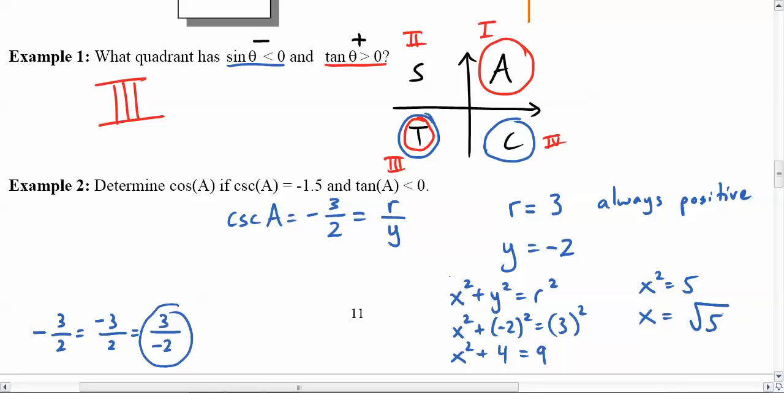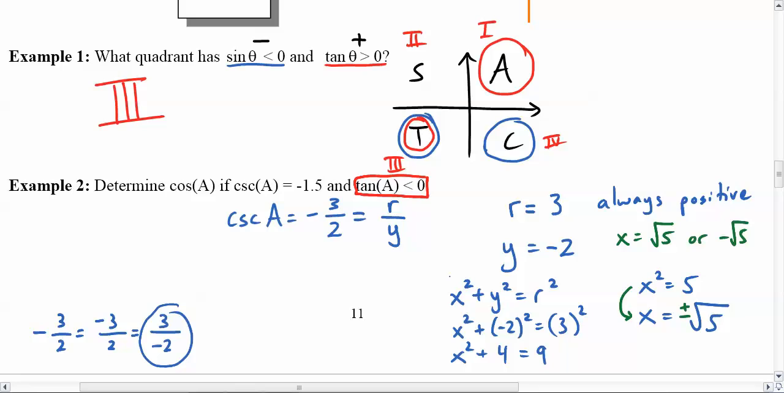Now, I purposefully made a mistake going from here to here. I've got to include the positive or negative when I take a square root on both sides. So that means that x is root 5 or negative root 5. I'm not sure yet. And that's the reason why they gave me this extra piece of information here. This little bit of information will help me to choose whether I need positive root 5 or negative root 5.